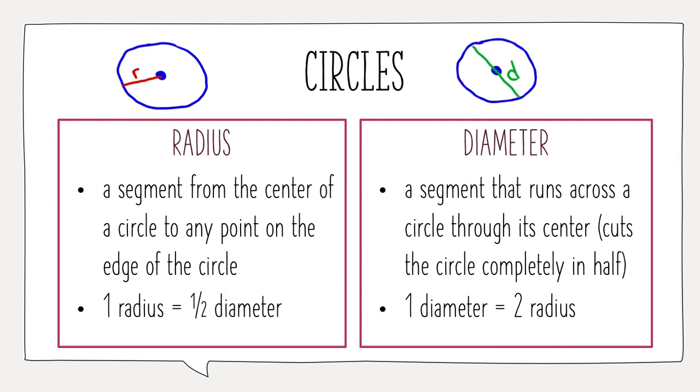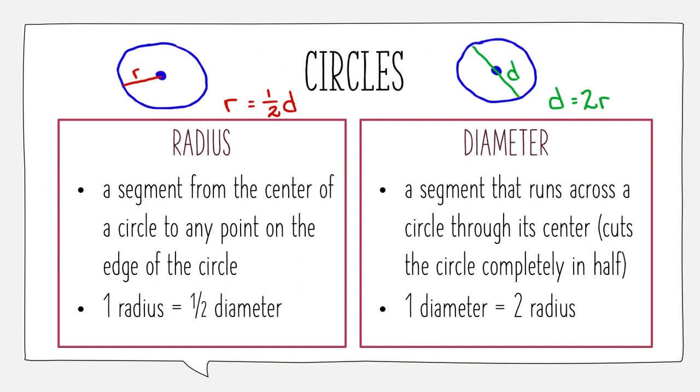Now, you also have a couple formulas under there. The first one tells us that one radius is equal to half of the diameter. Your radius is half of your diameter. And then also your diameter, if we think backwards, is 2 times your radius. Okay. So it takes 2 radius to make a diameter. It takes half of a diameter to make a radius.